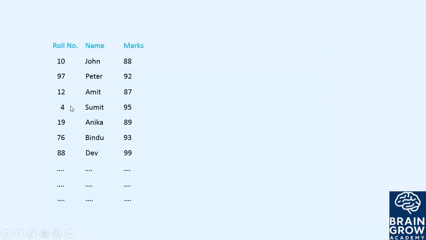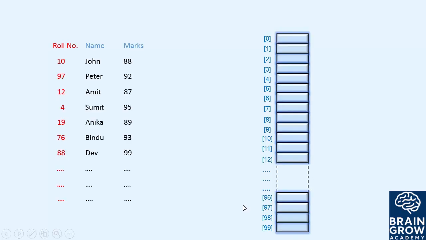Now let's take an example of student records. Suppose each student record contains the student's roll number, name, and marks. This roll number will be unique, so we can take the roll number of the student as a key. These roll numbers are in the range 1 to 99, so we can take an array of size 100 and store these records in this array.